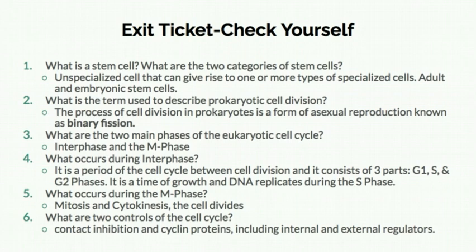All right, let's go ahead and check yourself. So remember, what is a stem cell? What are the two categories? Stem cells were unspecialized cells that can give rise to one or more types of specialized cells. And the two categories we divided those into were adult and embryonic stem cells.